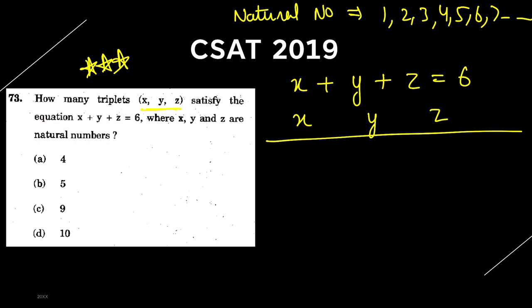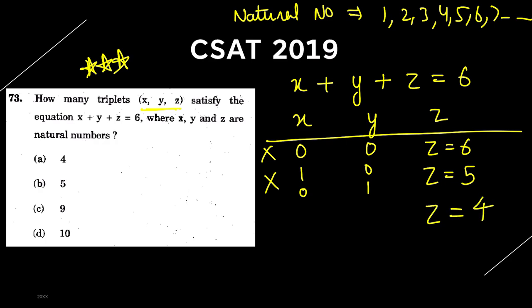Again, this is a question of combinations. Suppose I take z as 6. If I take z as 6, then x and y will be 0, 0. Is 0 a natural number? No. So this case is not possible. Now I take z as 5. If I take z as 5, that means x plus y is 1. It could be 1, 0 or 0, 1, whatever, but still one of them is 0. 0 is not a natural number, so this cannot be. So the maximum value of z that is allowed is 4.